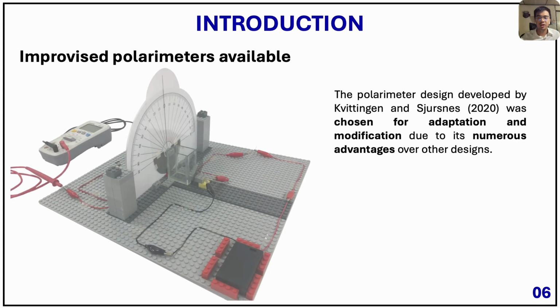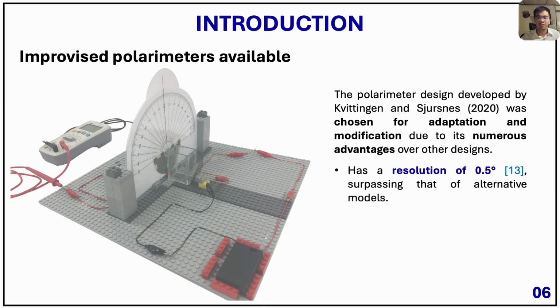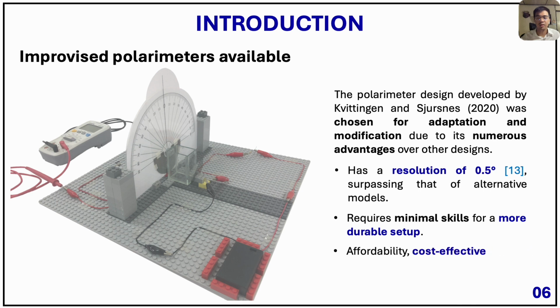In this study, the polarimeter design developed by Wittingen and Jusnes was used due to its advantages. First, its resolution of 0.5 degrees. Second, it requires minimal skills for a more durable setup. Third, its affordability renders it suitable for educational settings. The cost of the construction of this polarimeter is around 6,500 pesos, which is significantly inexpensive compared to commercial and manual polarimeters that cost around 644,000 and 71,000 pesos respectively.